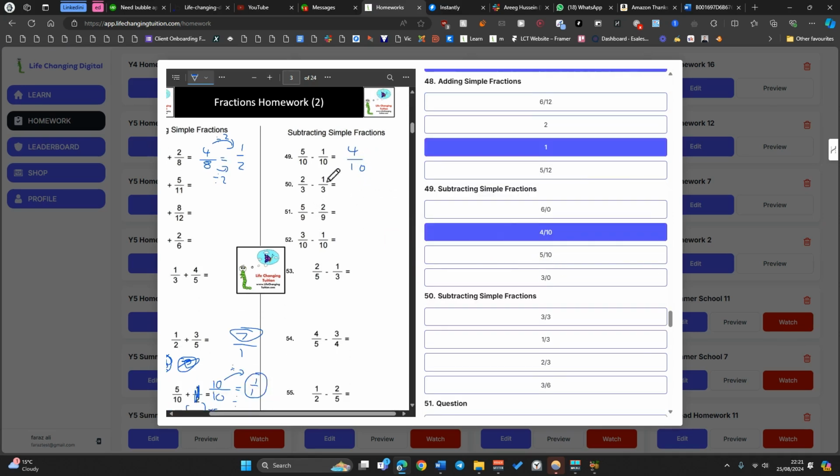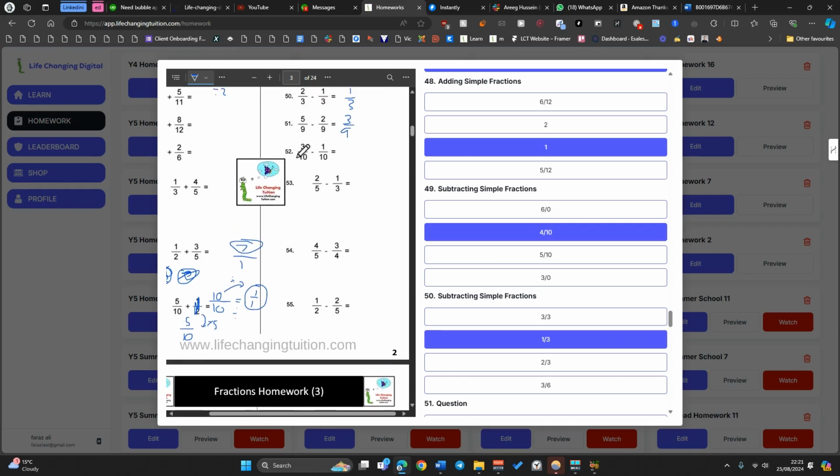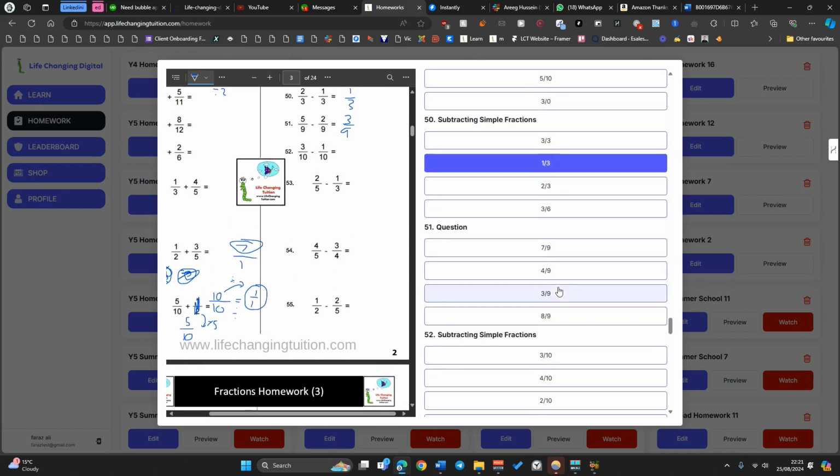Question 50. 2 minus 1, which is 1 over 3. Question 51. 5 minus 2, which is 3 over 9. Question 52. 3 minus 1 is 2 over 10. Question 53. 2 minus 1.